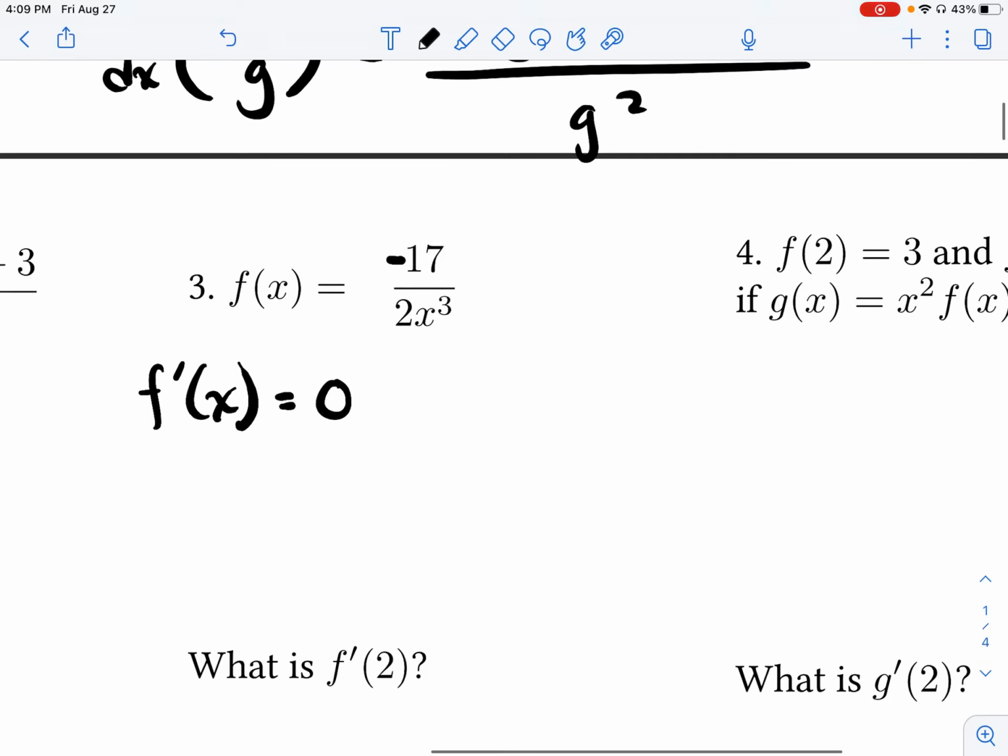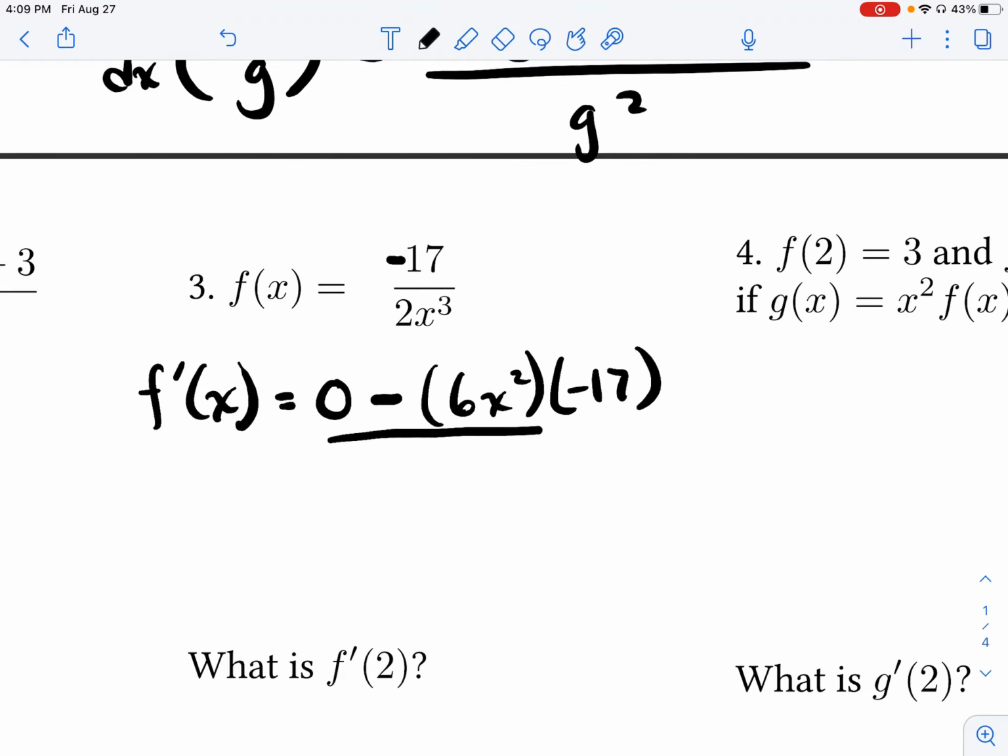But we're now going to subtract from this the derivative of our denominator. So the derivative of g, our denominator, is 6x squared. All of that times the numerator as it is, which was negative 17. And all of this is over our entire denominator, being very careful with our parentheses, that entire denominator squared.